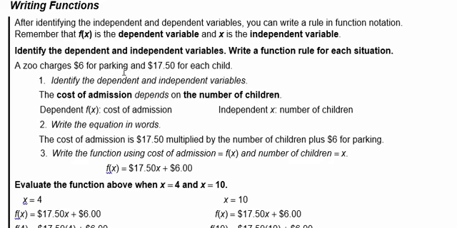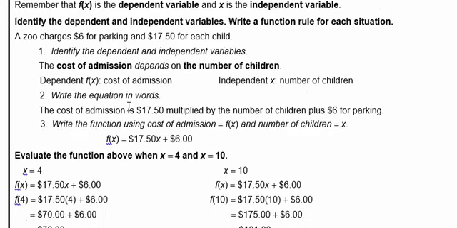So a zoo charges $6 for parking and $17.50 per child. You could say that the cost depends on how many kids go plus the parking. The cost of admission depends on the number of children. And then there'll be a plus parking on that. So the equation would be the cost per child, $17.50, plus the parking fee, which is just a flat rate.